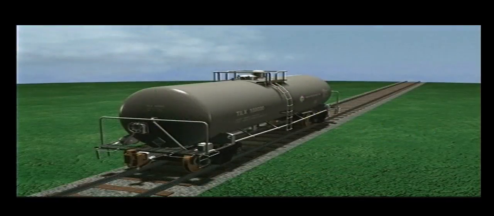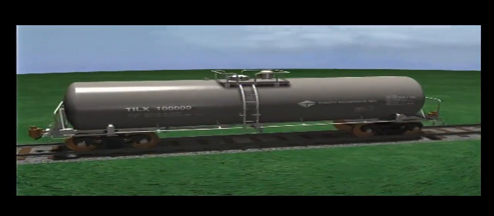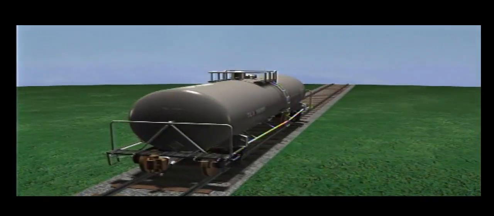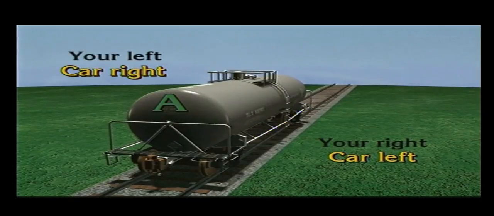The car is also divided into right and left. As viewed from the B end of the car, your right is the right side of the car, and your left is the left side of the car. However, when viewing the car from the A end, remember that your right is the left side of the car, and your left is the right side of the car.